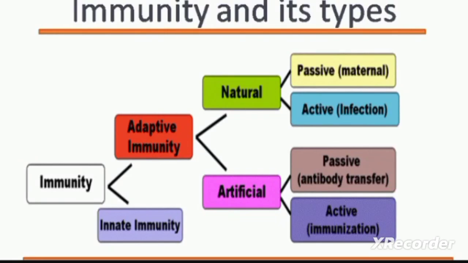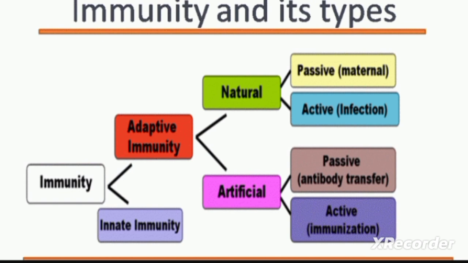Types of immunity. Immunity is the ability of the body to fight against infectious agents and other foreign materials. So immunity means the ability of the body to fight against foreign bodies. There are two types of immunity: innate immunity and adaptive or acquired immunity.